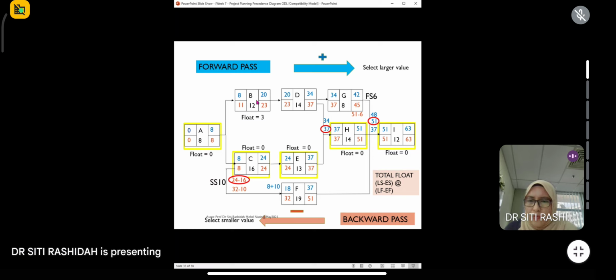Okay, kalau you tengok, float ni ada 3. Okay, 23 minus 20 ataupun 11 minus 8, dia akan dapat 3. Yang ini float dia 3. Yang ini float dia berapa you all? Ni, activity G. Berapa float dia? 3. Aktiviti F, float dia berapa? 14. Yes. Okay, so that's how you calculate the float. Okay, so that ini adalah cara calculation of the precedence diagram. A bit different from critical path method.